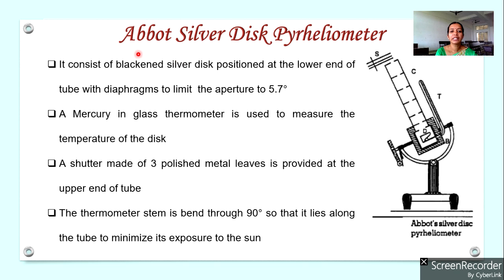So next type is the Abbot silver disc pyrheliometer. It consists of a silver disc, here it is marked as D, a silver disc which is coated with black color, placed at the bottom of a tube. So this tube will be having diaphragms. These structures are known as diaphragms. So this tube will be having diaphragms which limits the aperture to 5.7 degree. That is, the maximum angle at which solar radiation can enter into this tube will be 5.7 degree.